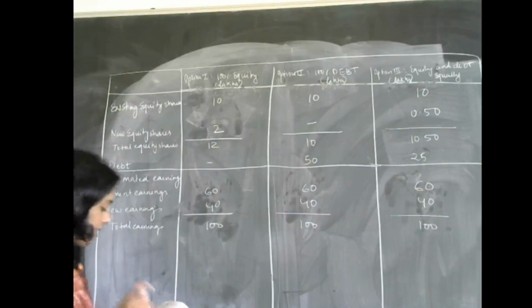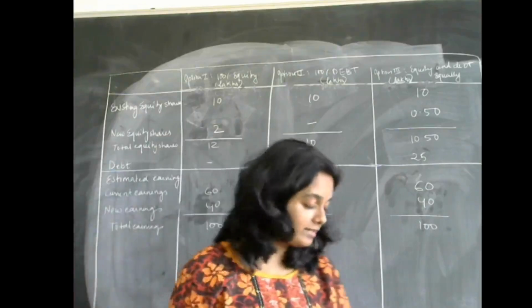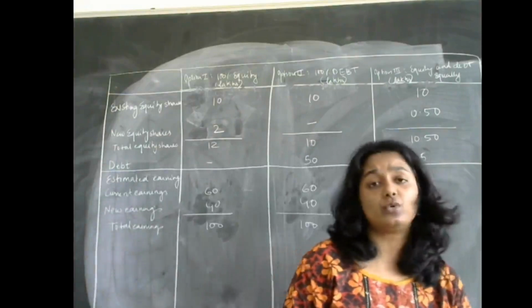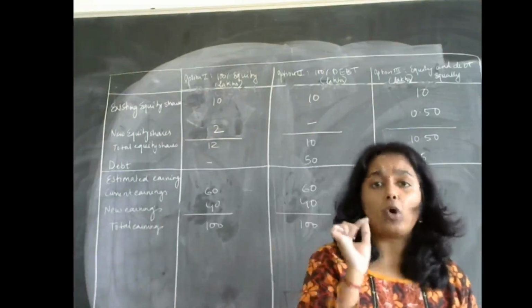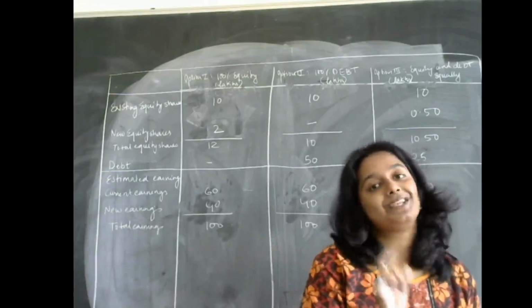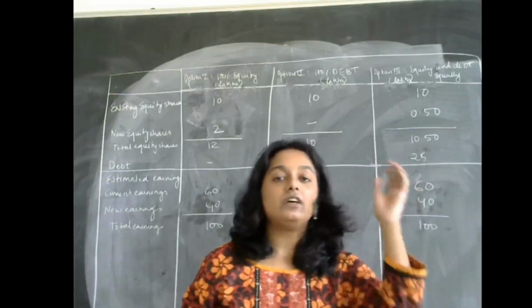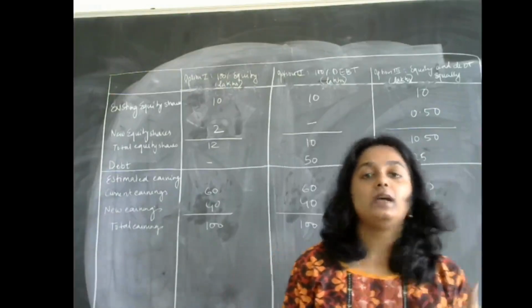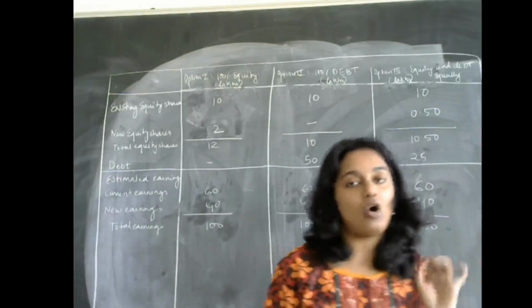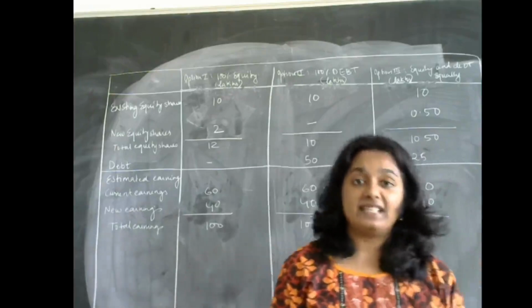Now, from this we have to deduct the interest in order to understand what is going to be the EPS. Because I told you, the basis of selecting an alternative is the EPS. Whichever alternative is going to give us the highest EPS is going to be the alternative which we select.